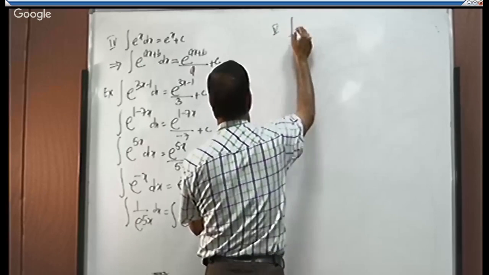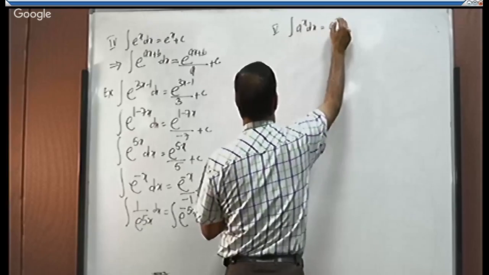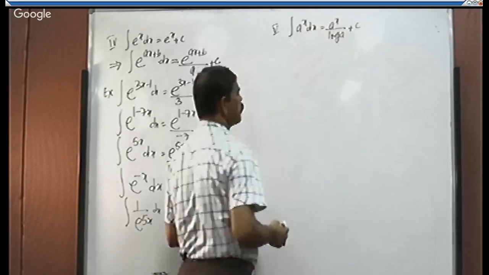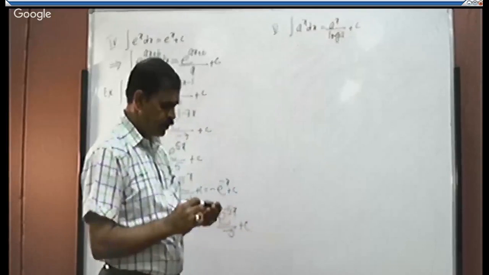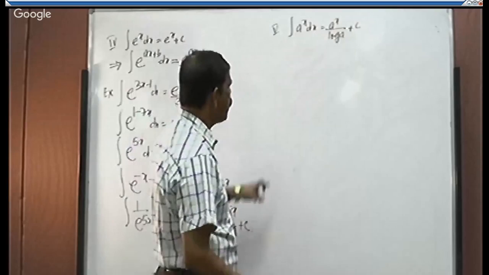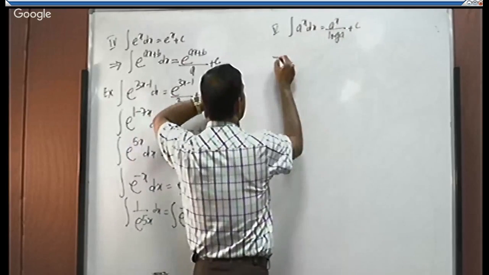Fifth one, integration of a power x dx is equal to what? It is a power x divided by log a. E power x, a power x integration is what? A power x into a power x divided by log a plus c. For this, standard one is what?